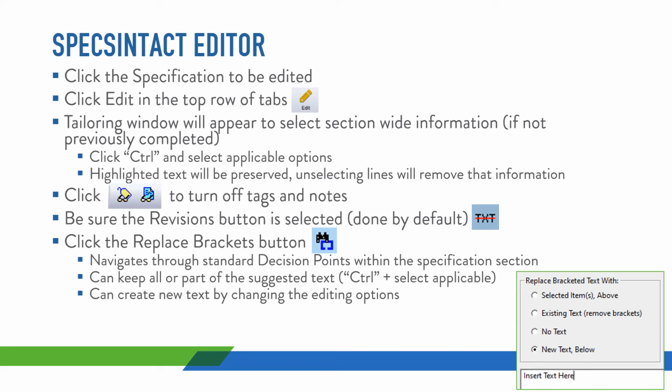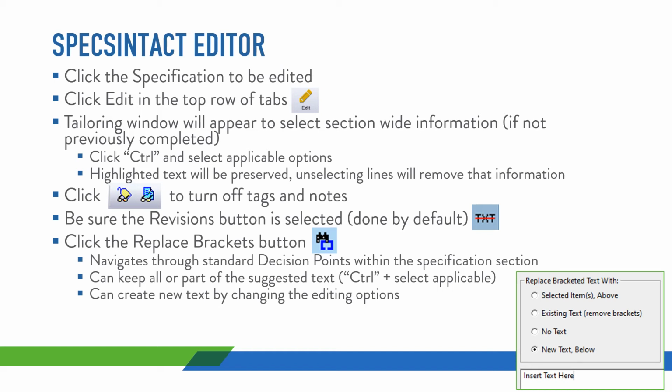Once these settings are applied, the specifier is ready to edit the specification by using the Replace Bracket tool that walks them through the decision points throughout the section. To start this, you'll click the binoculars over a blue bracket button. This guides the user to the portions of the specifications that are intended to be customized for each project. When using the decision points, the specifier can either select one or multiple options to keep the text listed, remove the text altogether, or can create custom text.